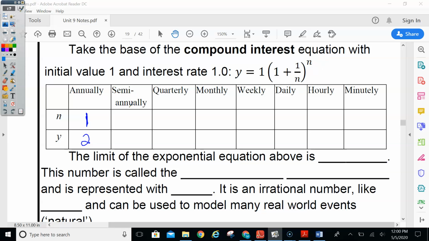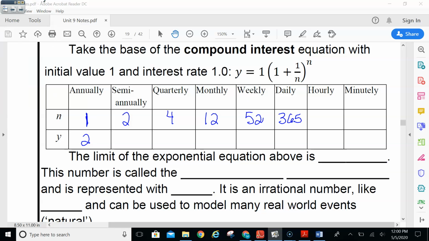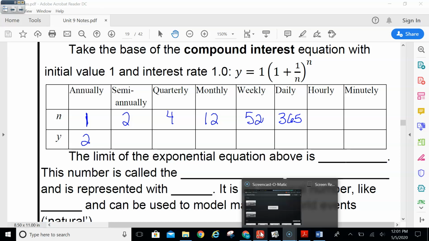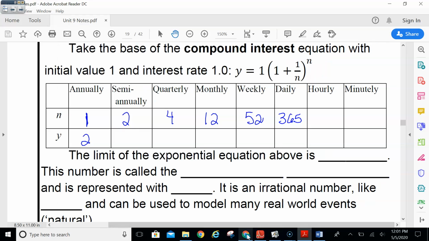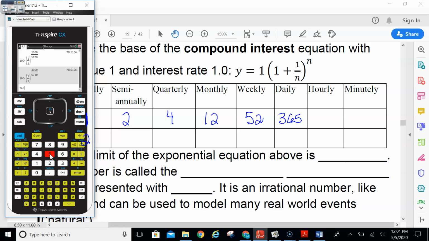So the next one, semi-annually, we're going to plug in a 2. And then we'll plug in 4, 12, 52, and daily is 365. Now for these two, I'm going to have to calculate them. Hourly means every hour it is compounded. So I need to, every hour in the year is compounded. So I need to take the 365 and multiply that by however many hours there are in a day, which is 24.